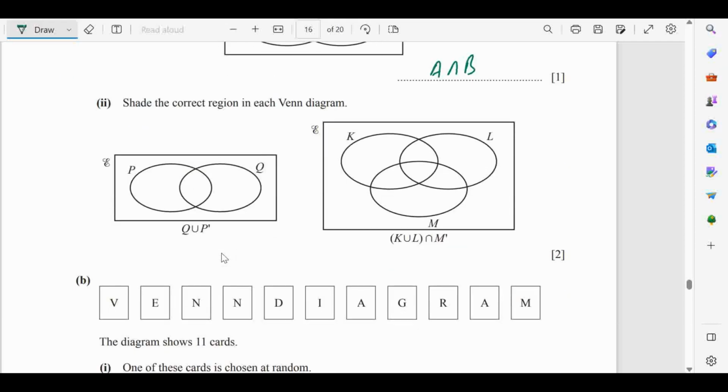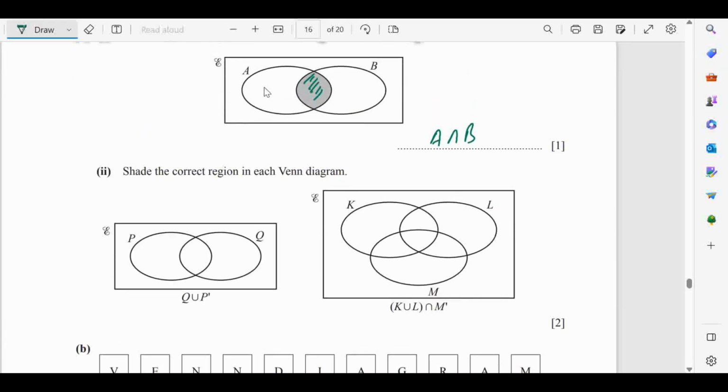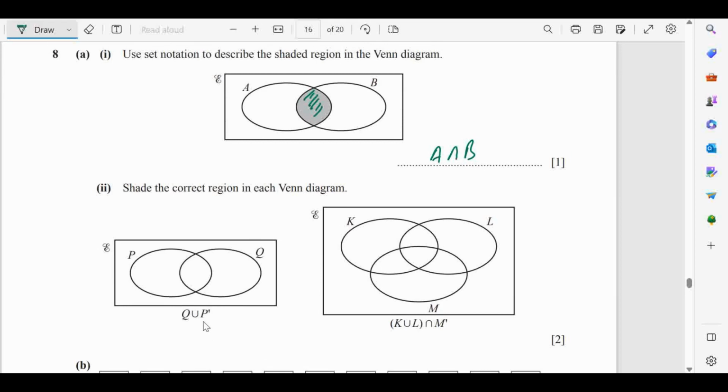Here this one is Q union P complement. Q union P complement means that we need to exclude the P circle, so this will be the final answer. This will be the shaded region only. Now in the second one, K union L intersection M complement. M complement means that we need to exclude the M circle, so this will be the required shaded region.